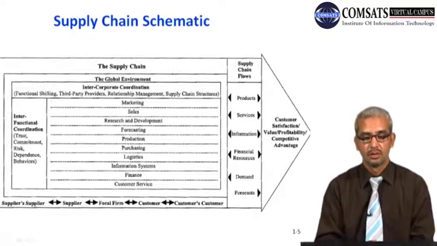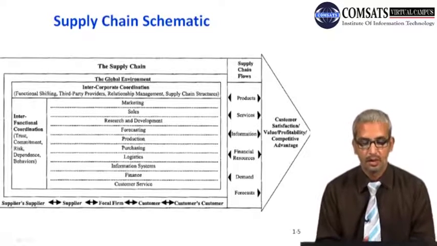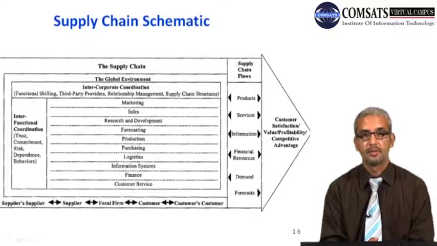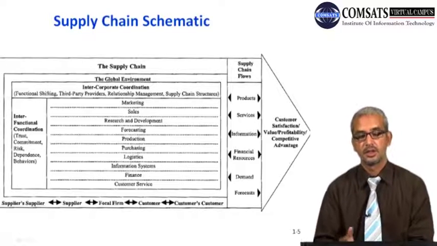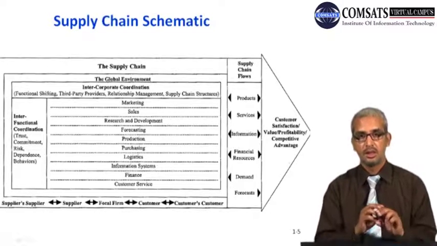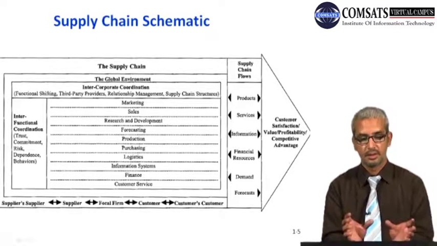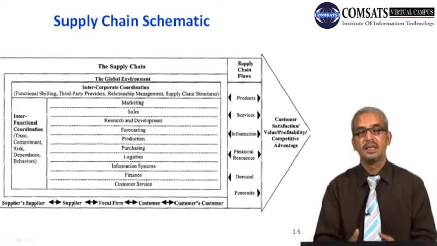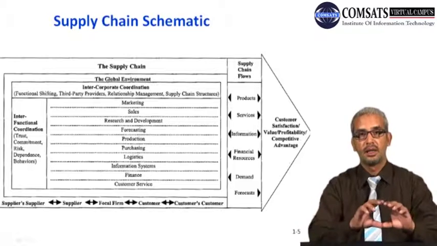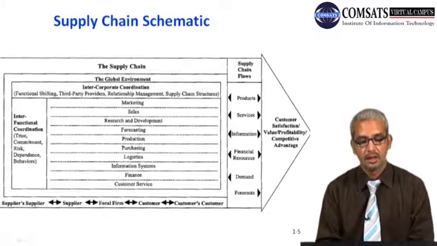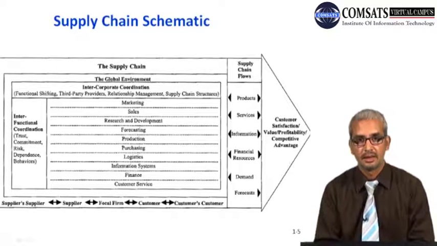So the global environment, if we come one cell below the global environment: inter-corporate coordination, functional shifting, third-party providers, relationship management, and supply chain structures. All these are discussed and managed under one umbrella. We would go into functional areas also, but let's look above at inter-organizational, inter-corporate coordination between two different, legally separate business entities.